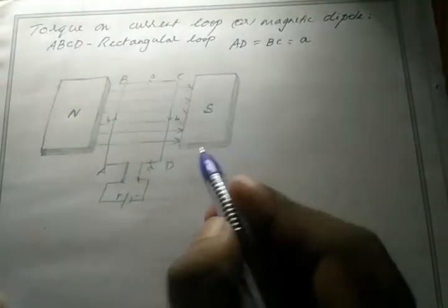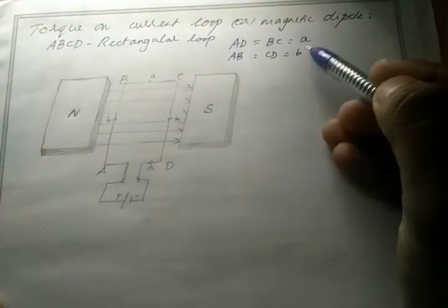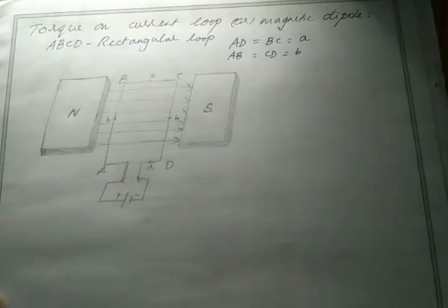So we take AD and BC equal to length a. Similarly, AB and CD equal to length b, which is nothing but the length of the rectangle. One length is a, another length is b. What will be the area of the rectangle? Simply we multiply these two: a into b is the area of the rectangle.